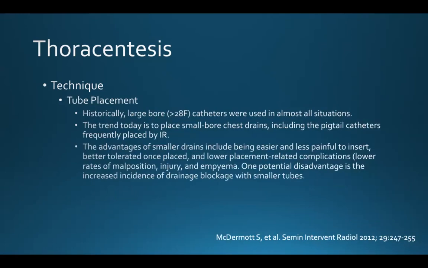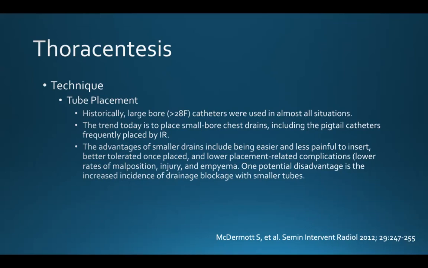When a tube is being placed, historically it was a very large bore tube that was greater than 28 French, and this was used in almost all situations. Today, the trend is to place small bore chest drains, including the pigtail catheters that we normally place in interventional radiology. And the advantages of smaller drains include being easier and less painful to insert, they're better tolerated once placed, and there are lower placement-related complications like lower rates of malposition, injury, and empyema.